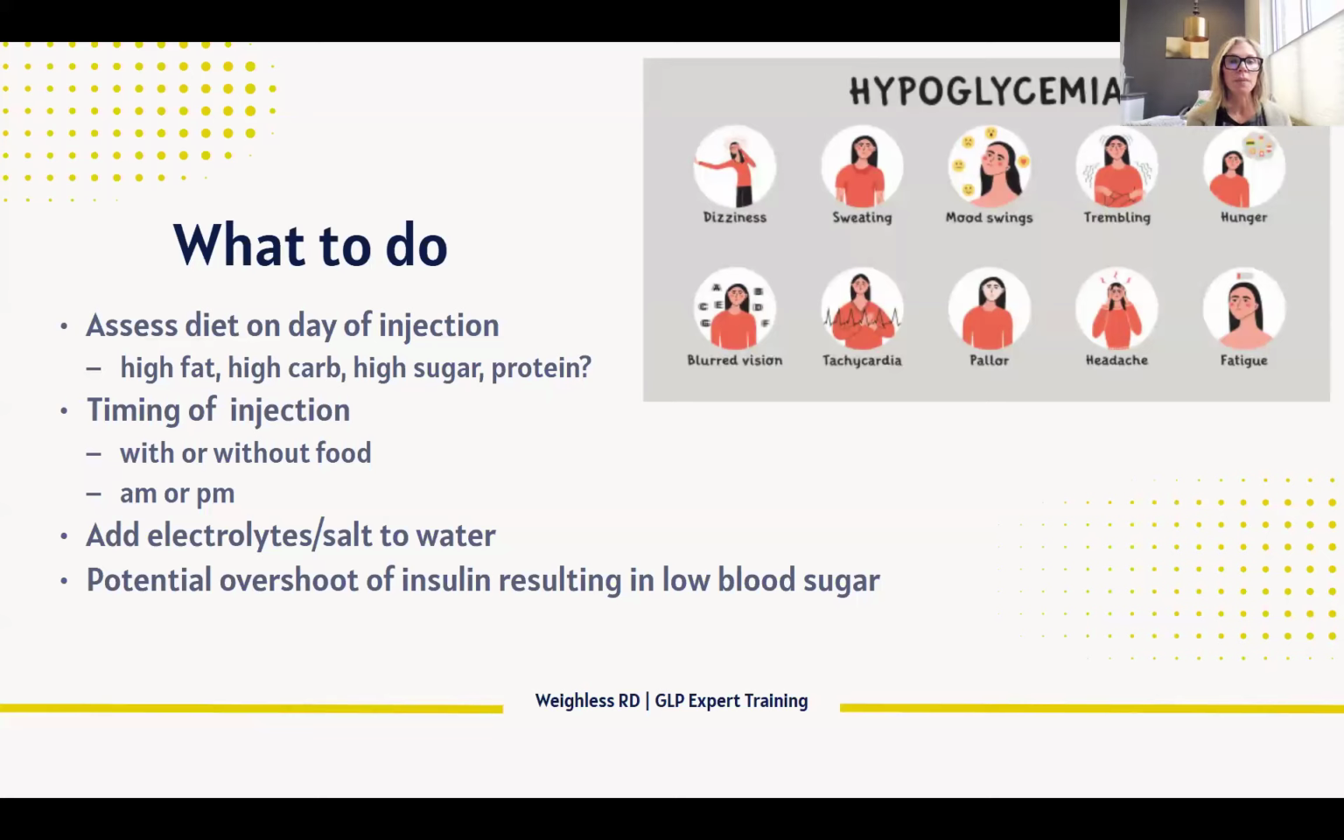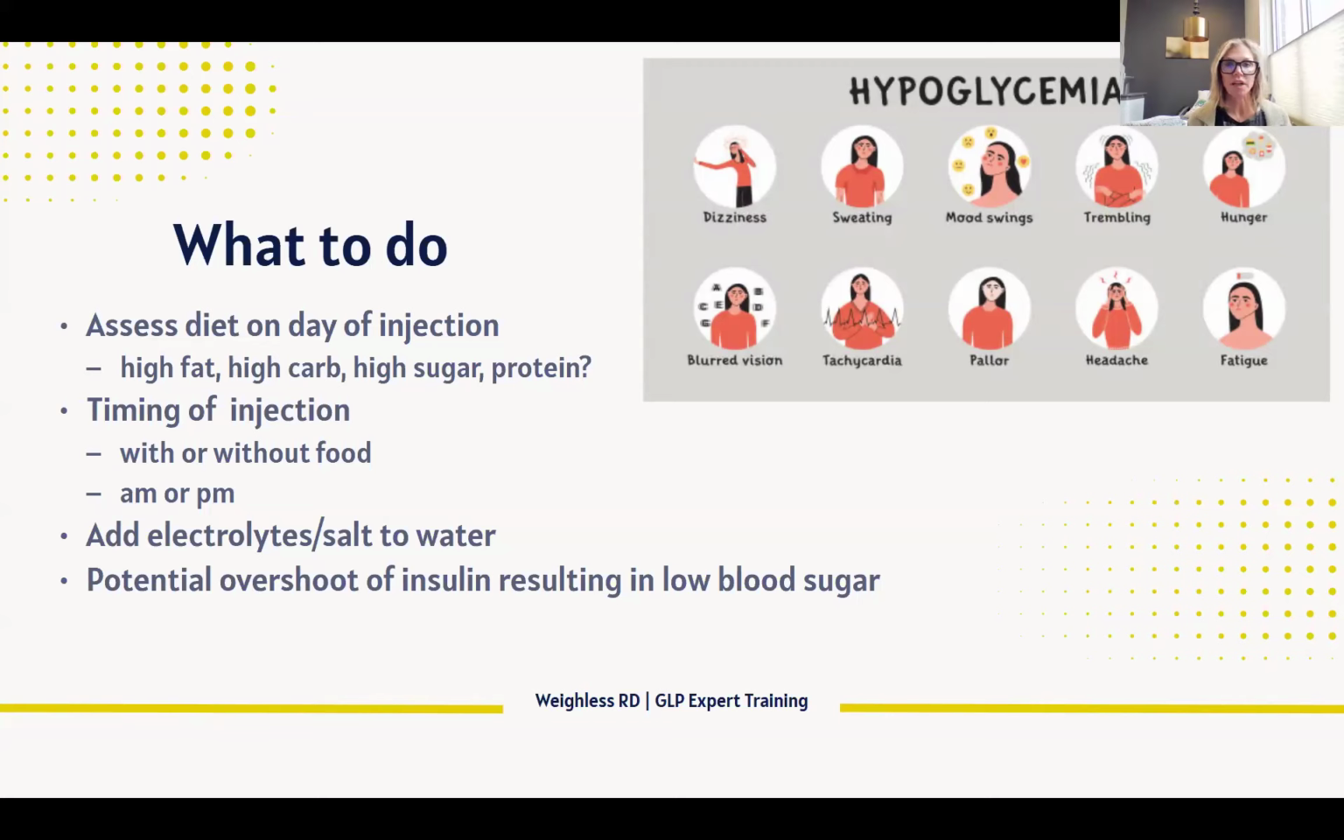So if they are fatigued, there could be some hypoglycemia. This medication increases insulin secretion, so it could cause a resulting hypo. Assess the diet. Usually people that have fatigue are usually eating kind of crappy. They're eating high sugar, they're eating high fat. So dig deeper into that. Look at the timing of their injection. I will tell people that they can try taking it at night if they get tired right after. That's something to try. Adding electrolytes and salt to water usually helps people almost immediately.